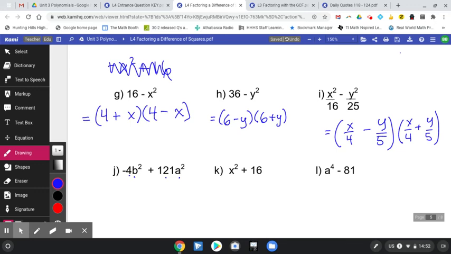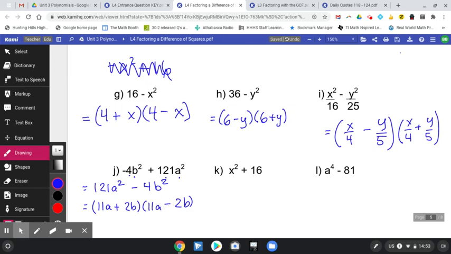However, if we were to write it in this order, we would see that, oh yeah, it actually is a difference of squares. So you really have to be on the lookout for these. The better you know your perfect squares, the easier these will be to recognize. So once I get that order down, then I can go ahead with my factors. 11a in the front of both brackets, 2b in the back of both brackets. One is adding and one is subtracting.